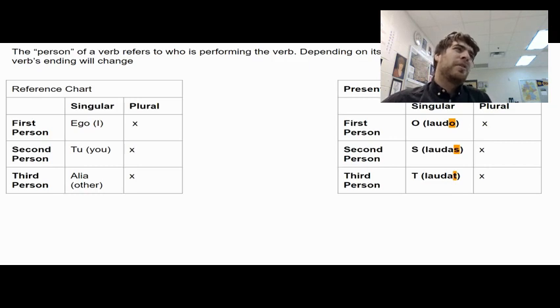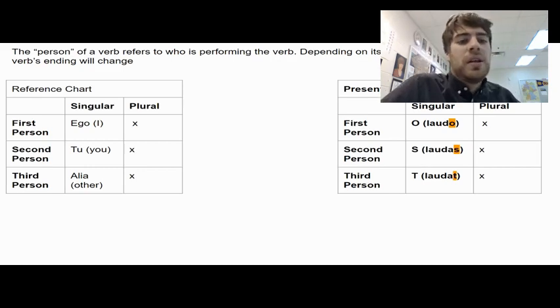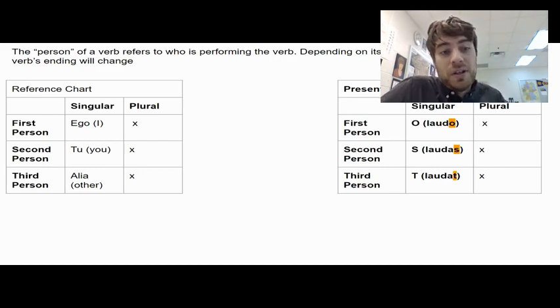You'll see that the plural verbs, all right, we're putting X's in those right now. That's kind of in anticipation of when we learn more about pluralizing verbs. Okay, but what I need you to include in your language notes is this reference chart that I give you that tells you first person singular is I, second person singular is you, third person is anything else. And then the specific chart on the right side with those endings that we use for our present tense verbs.